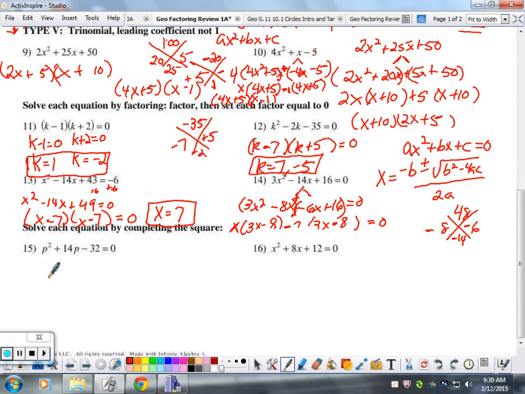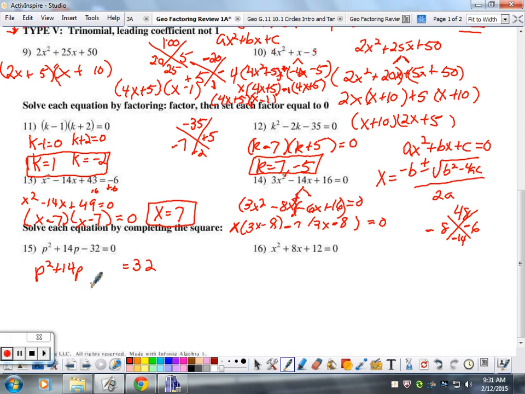So I'm going to add the 32. So you do p squared plus 14p, leave a little space here, equals 32. I added the 32 to that side. So I want to make a nice perfect square, kind of like this one, where it's a binomial square times a binomial square. That's what I want here.